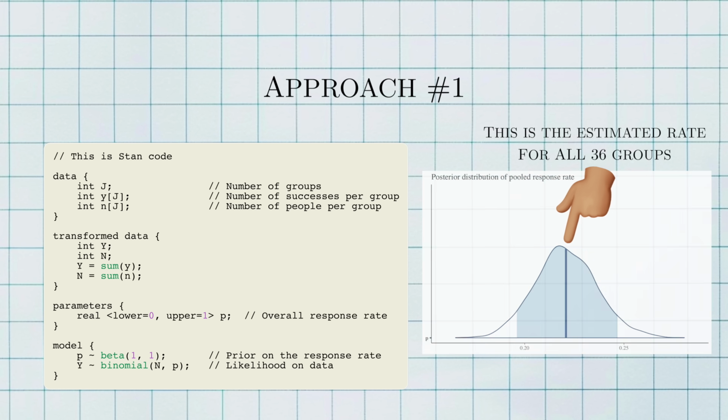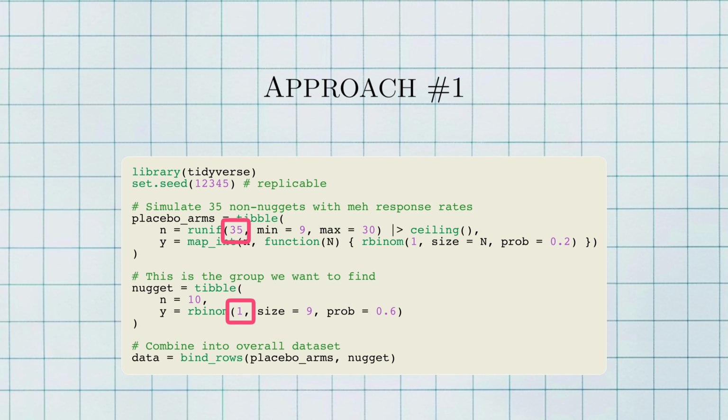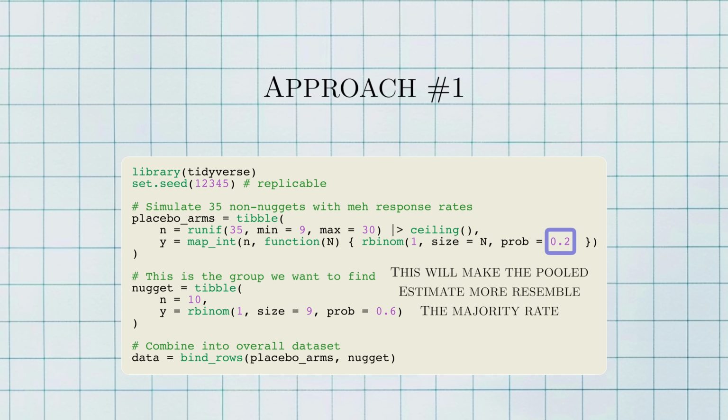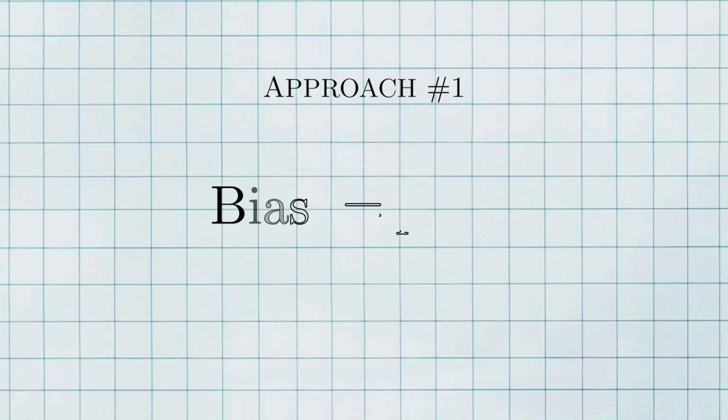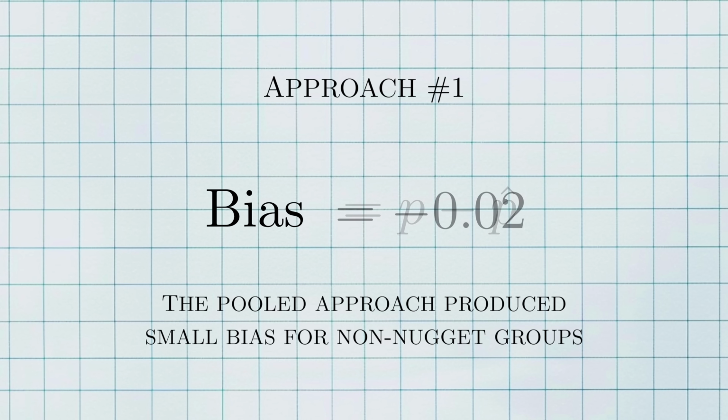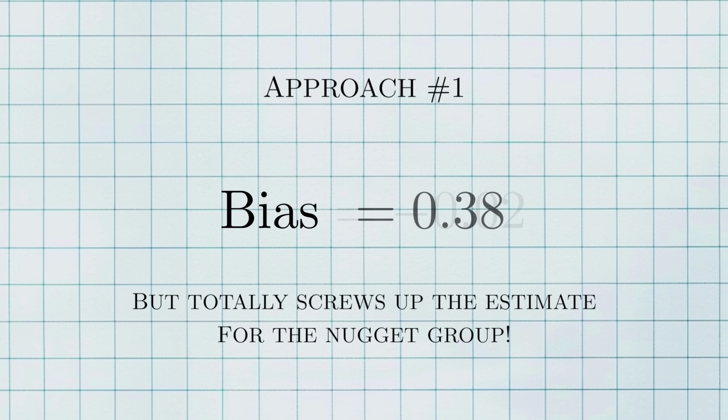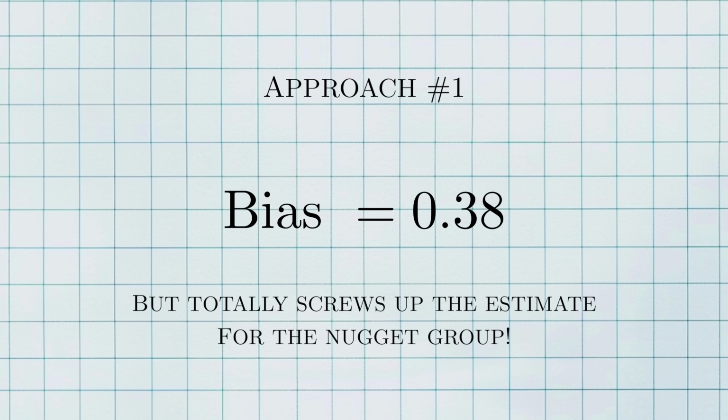And hopefully that makes sense. We have 36 groups, and all but one of them have a true response rate of 20%. By grouping all of the data together, it'll make it seem like the overall response rate is close to 20%. But remember that the response rate of the nugget was 60%. The pooled analysis produces a close estimate for the non-nugget groups, but it totally screws up the estimated response rate for the nugget. We get a bias of 38% here.